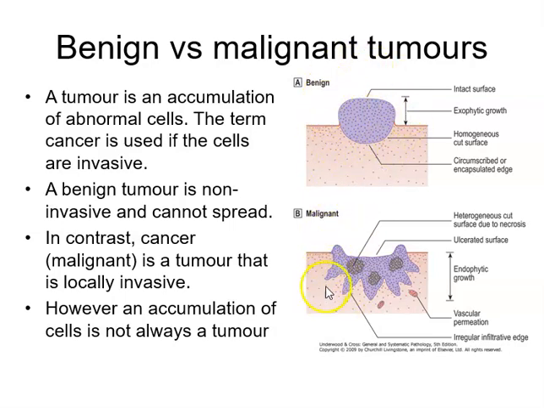This one can grow downwards into the dermis and access the blood supply, so this is what we call a malignant tumour. These tend not to grow upwards, they tend to radiate outwards, and you sometimes get an ulcerated surface.